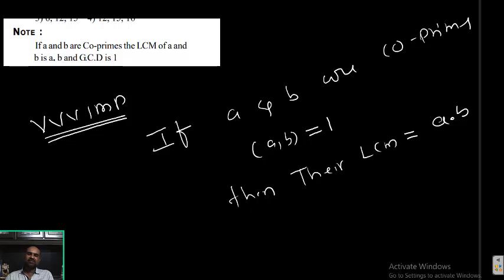Okay, for example, 9 and 7 are given. So 9 and 7 are co-primes. Their GCD is 1. Their LCM is 9 sevens are 63, only, the LCM of 9 and 7. That is an important note.